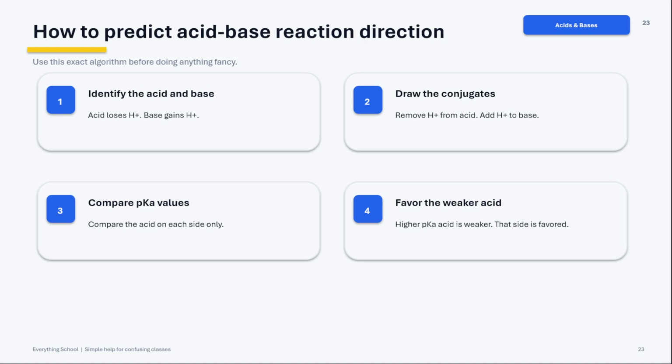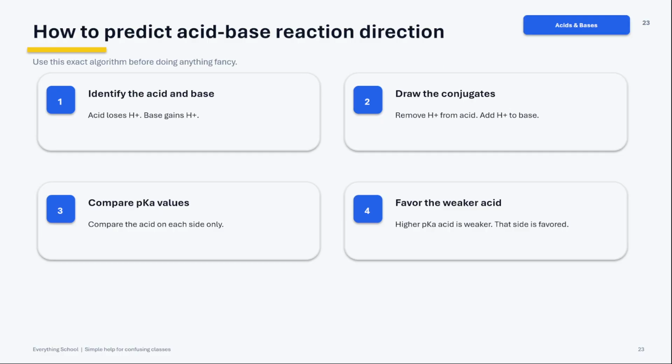Slide 23. How to predict acid-base reaction direction. Use this exact algorithm before doing anything fancy. Step 1. Identify the acid and base. The acid loses H+, and the base gains H+. Step 2. Draw the conjugates. Remove H+ from the acid and add H+ to the base.